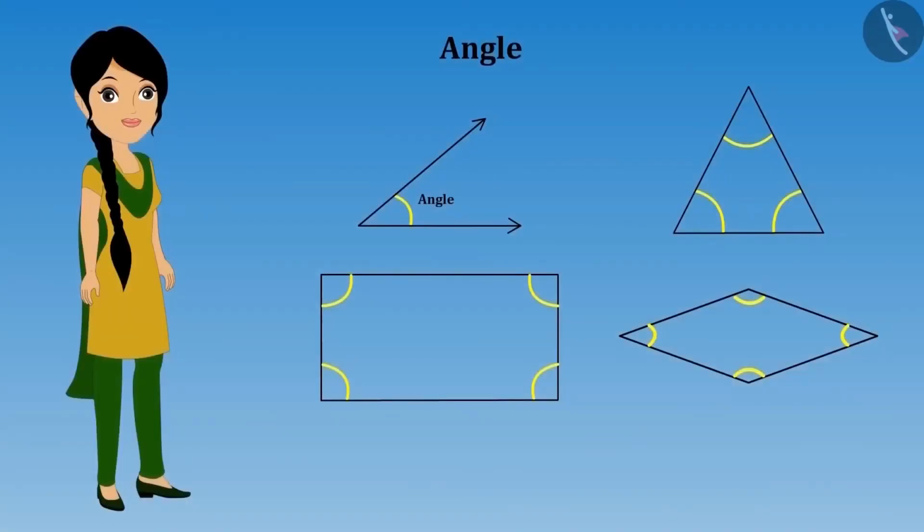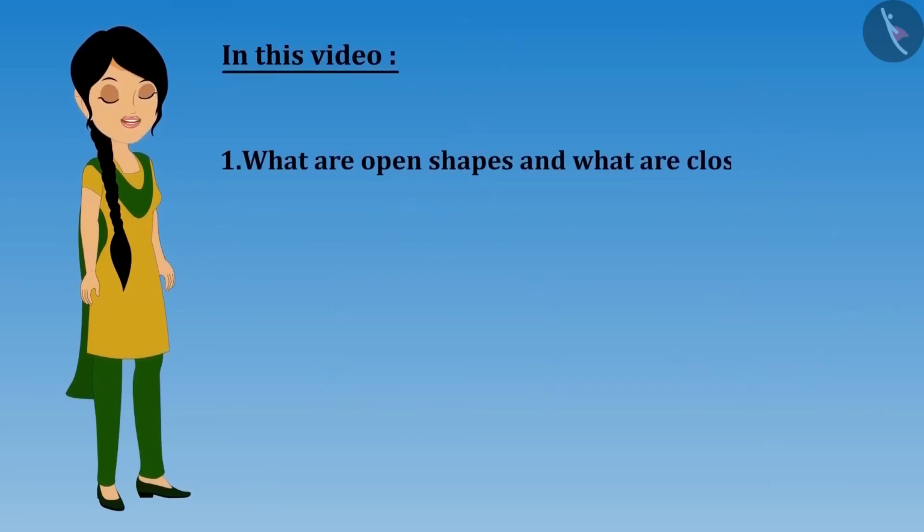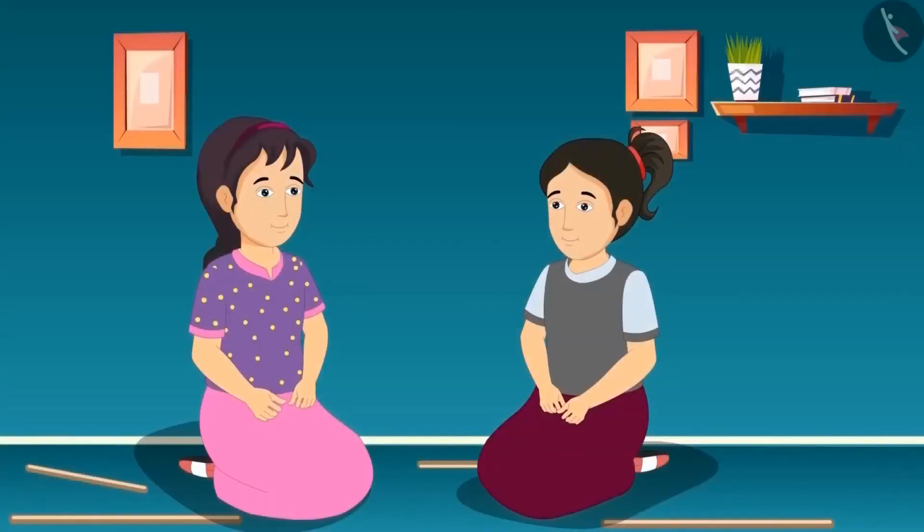Hello friends, in the previous video, we have learned about angles along with Riva and Meena. In this video, we will learn what are open shapes and closed shapes. And we will see an example of creating a new shape by altering the angles of the existing shape. Today, Meena and Riva are making different shapes with the help of wooden sticks.